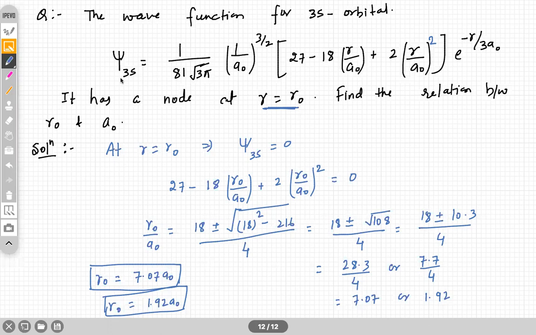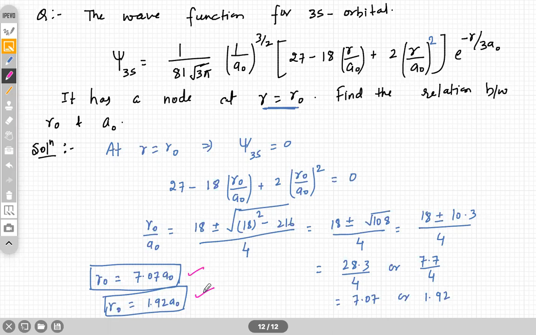So we have two spherical nodes, right? How many spherical nodes do we have for 3s? Two, right? So we should get two values of radius where the probability is zero. So these are the two values we are getting. You see this?